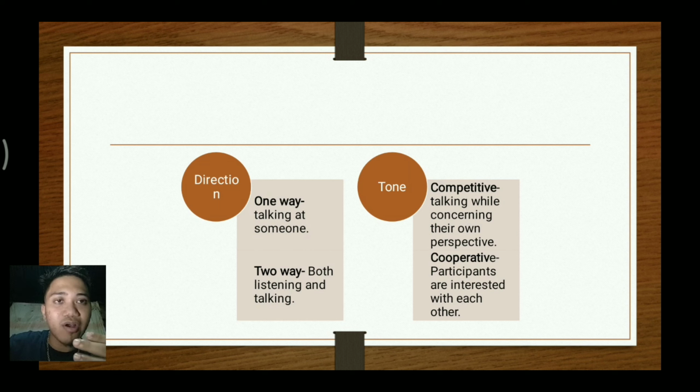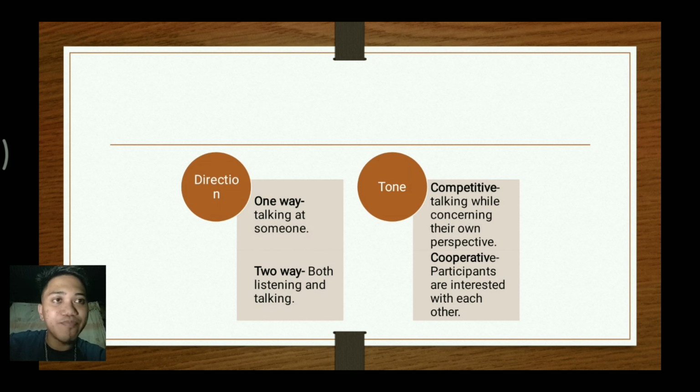So one way, talking at someone; two way, both listening and talking. Basically, in communication there is what we call direction. One way is when you alone are talking to somebody. That is one way. She is not talking, but merely listening to you. In two way, that's the time both of you are actually listening and talking also.